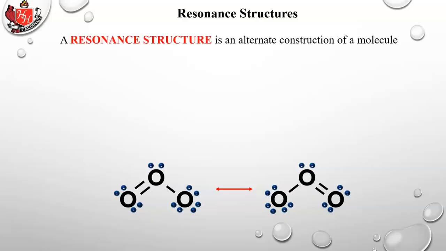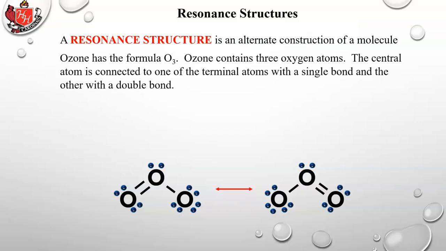Now, a resonance structure is an alternate construction of a molecule. Ozone has a formula O3. Ozone contains 3 oxygen atoms. The central atom is connected to one of the terminal atoms with a single bond and with the other with a double bond. So you can see both of these diagrams are identical except they're flipped over. One has a double bond on the left, one has the double bond on the right.